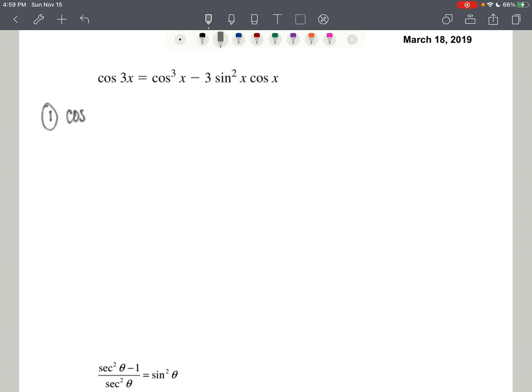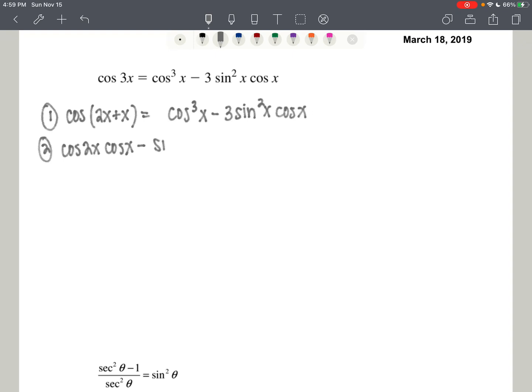The cosine of 3x is the same thing as 2x plus 1x. I'm going to write out the right-hand side of the equation. That will help keep in mind what it is that I need to get to. I'm going to use the sum formula, the cosine of 2x times the cosine of x minus the sine of 2x times the sine of x is equal to the right-hand side of the equation.